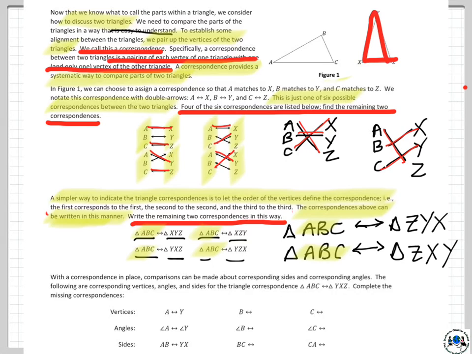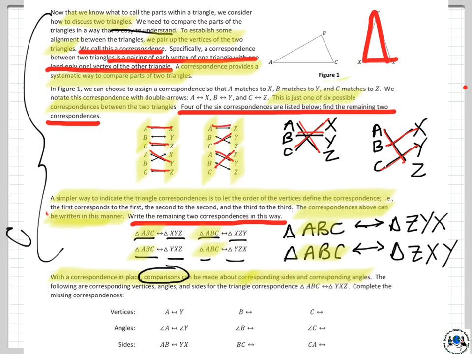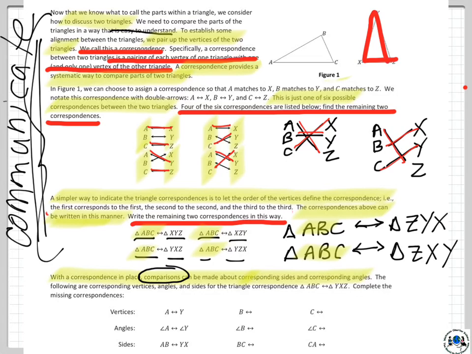Now with correspondence in place, comparisons can be made about corresponding sides and corresponding angles. That's what we're trying to do here. The reason we need all of these correspondences is because we want to be able to communicate better. That is the most important thing. We want to communicate. You want to be clear. You want to say angle A is half of angle X, and you want to know where that is. You want to make sure.